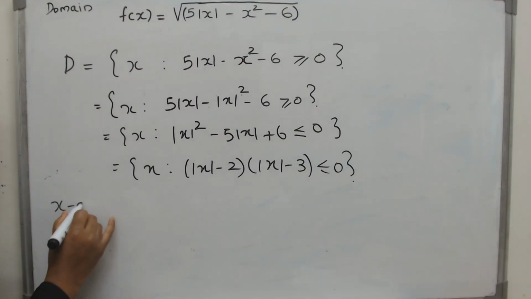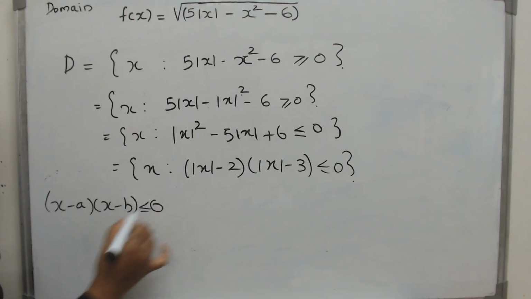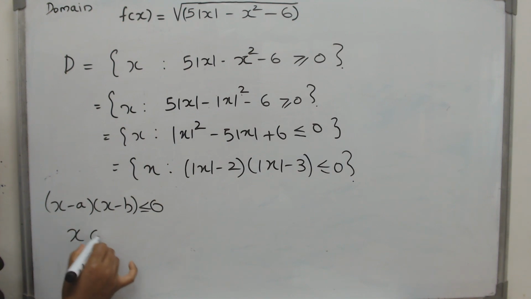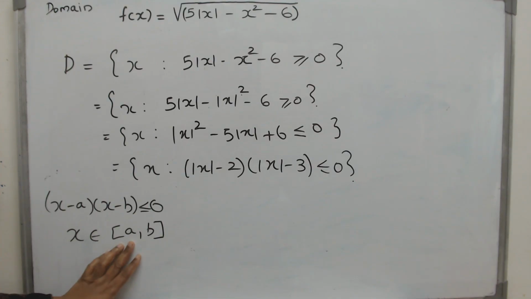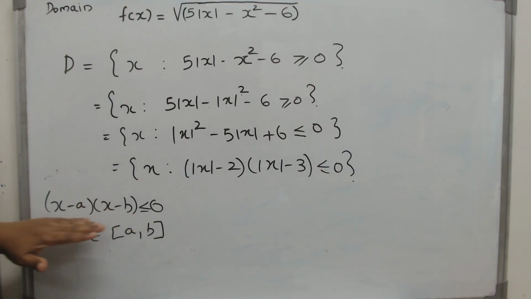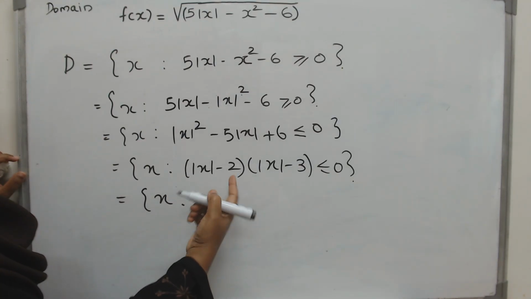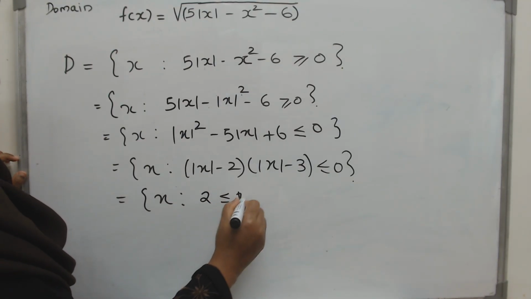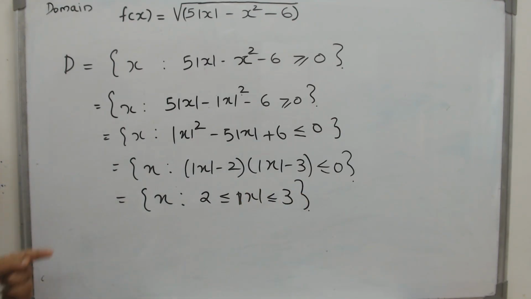What is the standard formula for a product of two linear factors to be less than or equal to 0? X should lie between A and B. I am taking A as the smaller number. The condition for the product of two linear factors to be less than or equal to 0 is that X should lie between A and B. Here your A is 2 and your B is 3.